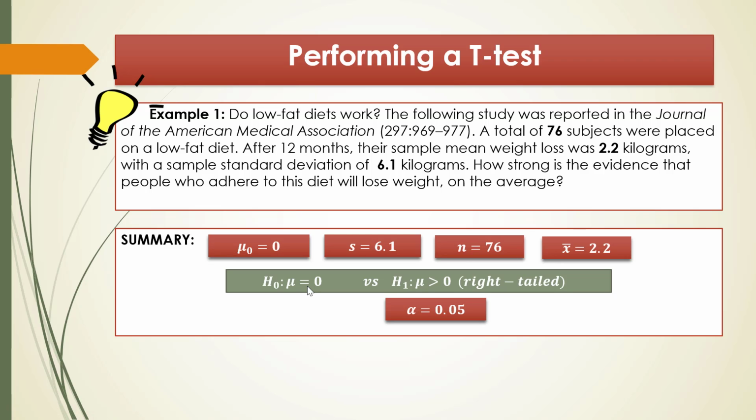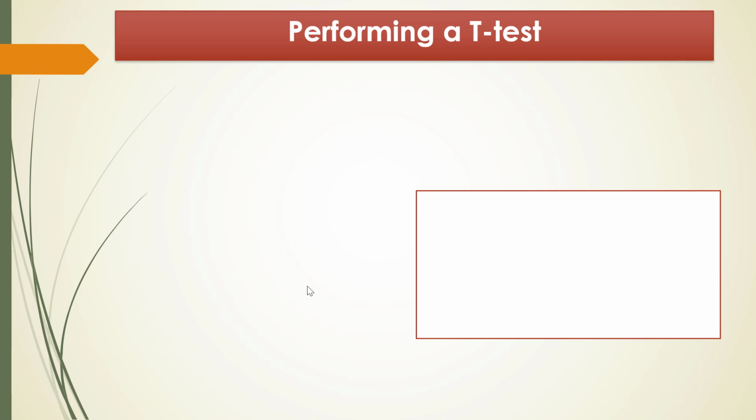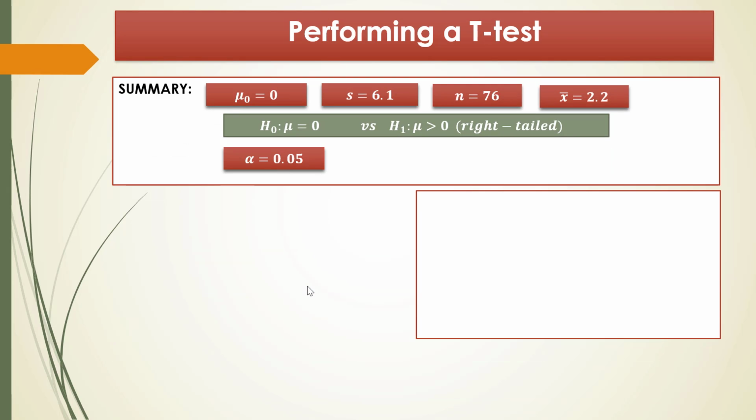The null hypothesis states that the people who adhere to this diet will not lose weight. That means the program is not effective. The alternative hypothesis says that the people who adhere to this diet will lose weight. That means the method was successful. And if you read a question and the confidence level is not given, you have to take alpha equal to 0.05. Usually if alpha is not given, we take alpha as 0.05.